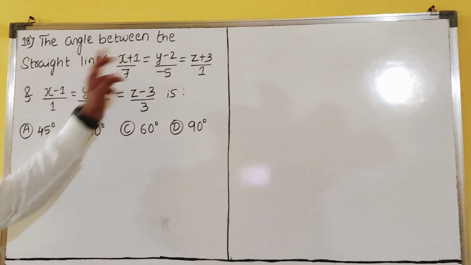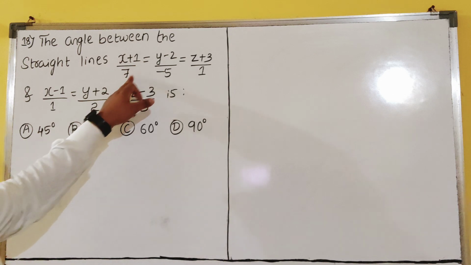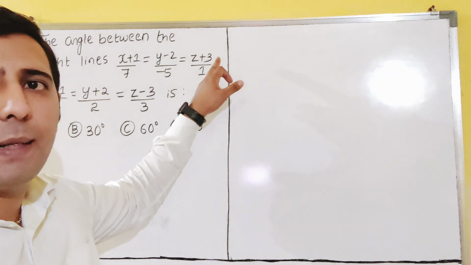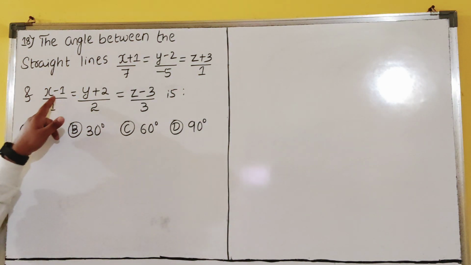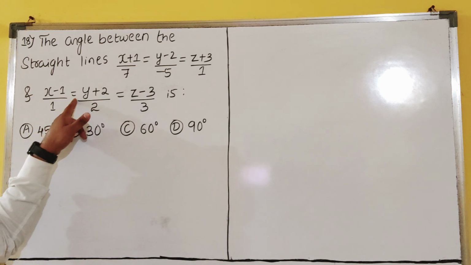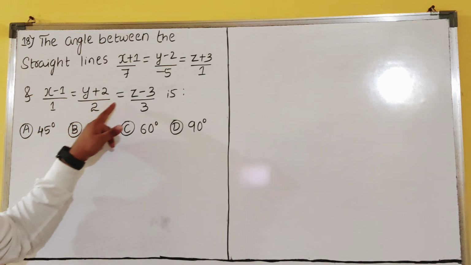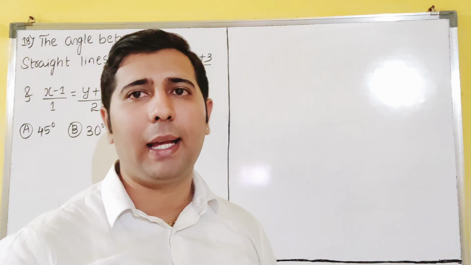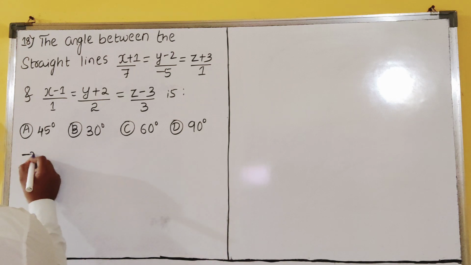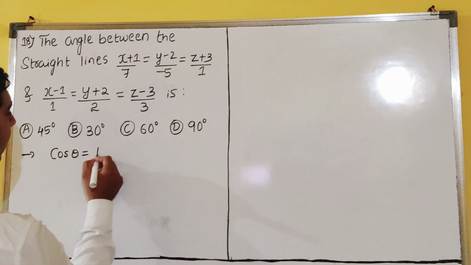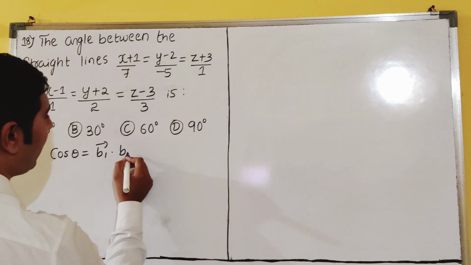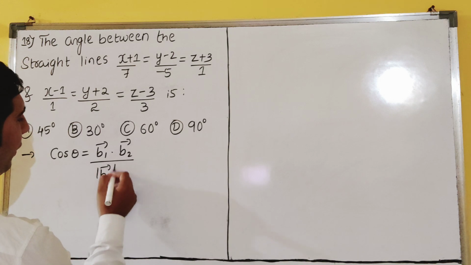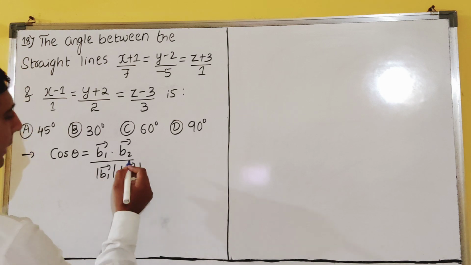Question number 18. The angle between the straight lines (x plus 1) divided by 7 is equal to (y minus 2) divided by minus 5 is equal to (z plus 3) divided by 1, and (x minus 1) divided by 1 is equal to (y plus 2) divided by 2 is equal to (z minus 3) divided by 3 is. We have to find the angle between the two lines. What is the formula, dear students? cos theta is equal to vector b1 dot vector b2 divided by magnitude of b1 into magnitude of vector b2, dear students.